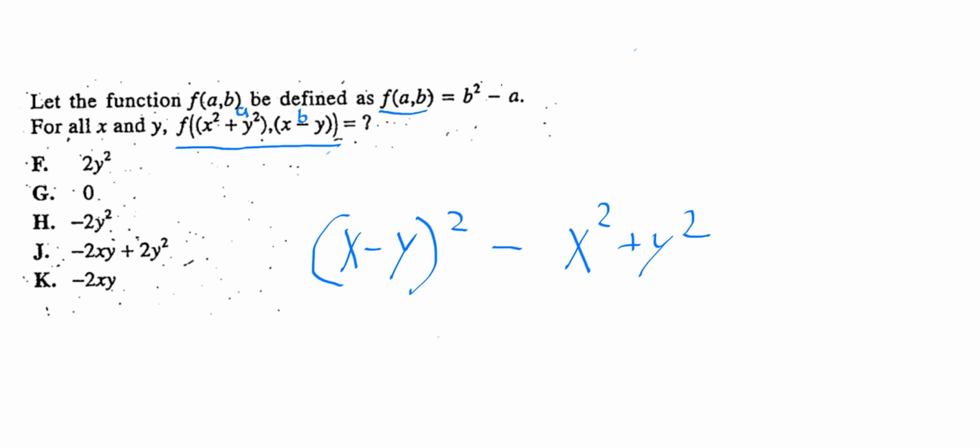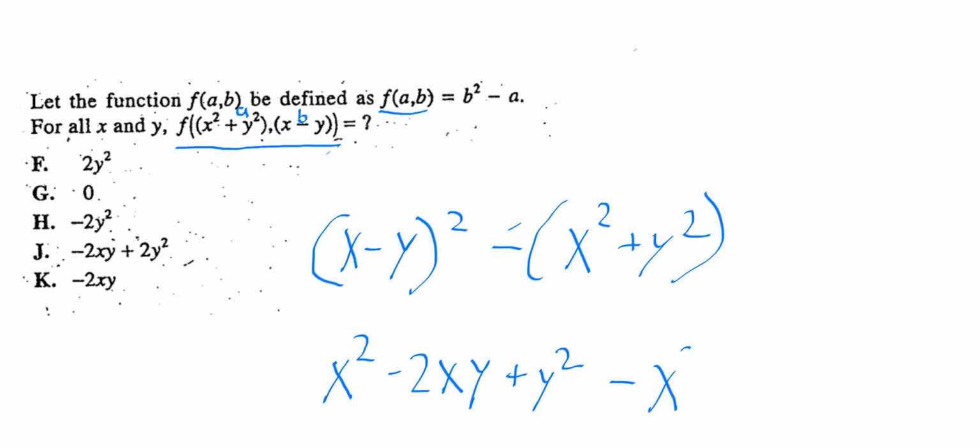And now what we want to do is expand this out. So we're going to get x squared minus 2xy plus y squared. And then when we distribute the negative, we're going to get minus x squared minus y squared.